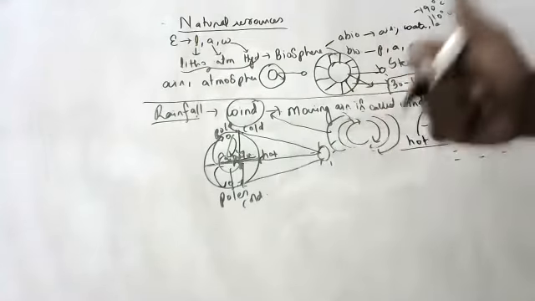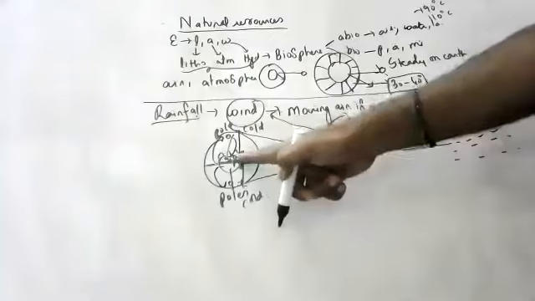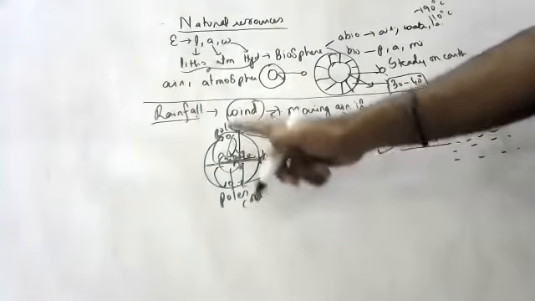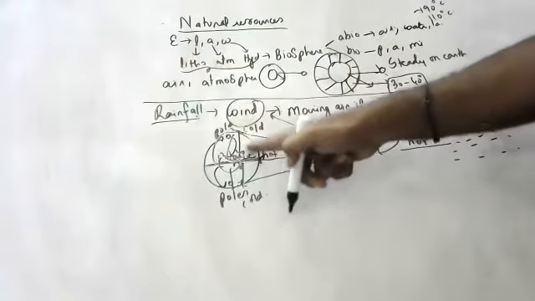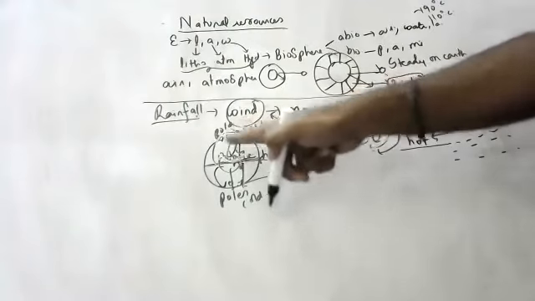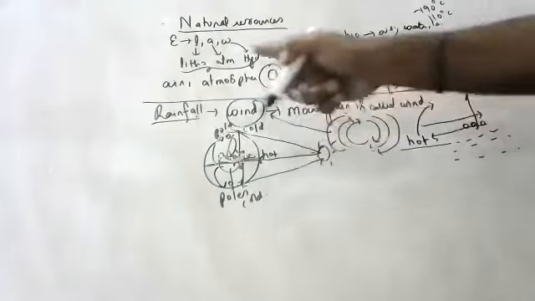Okay, so why is the movement of wind occurring? Due to difference. Here it is hot, here it is cold. Hot air rises up, cool air comes in. This movement of air is called wind.